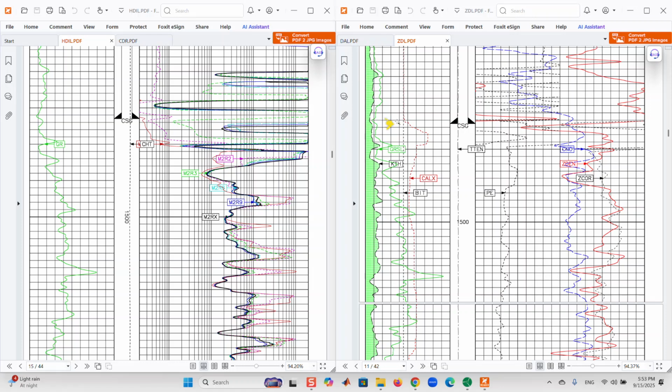Here, as proposed by the logger, 1486.5 as the casing shoe depth. Okay, there is a 2.5 meter difference between the logger and driller's shoe depths. In the next step, we should check the response of the logging tools in the Caprock.